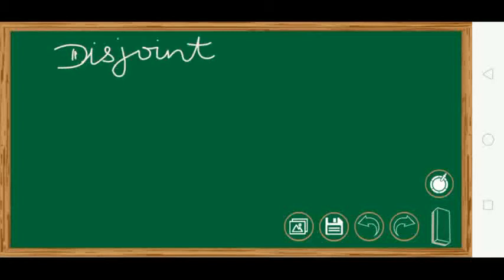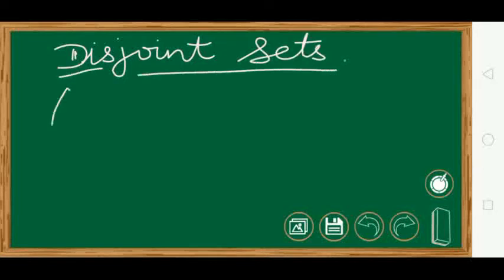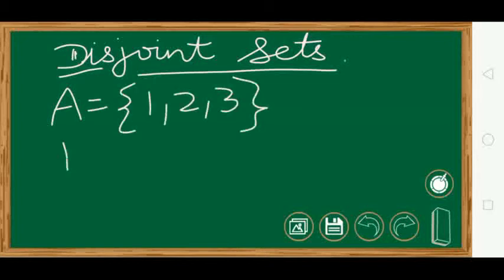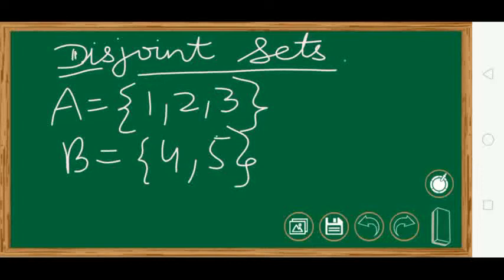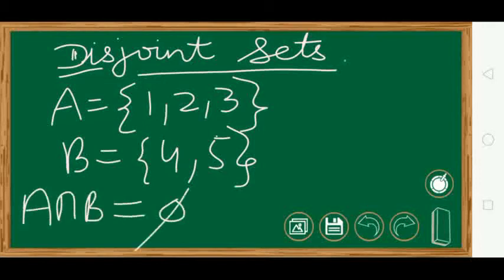D-I-S-J-O-I-N-T, disjoint sets. What do you mean by disjoint set? Now suppose A is equal to {1, 2, 3} and B is equal to {4, 5}. Is there anything common in them? No. So they are said to be disjoint sets. So disjoint sets means sets which do not have anything in common. Their intersection will always be phi.